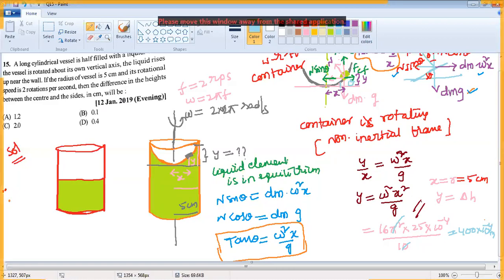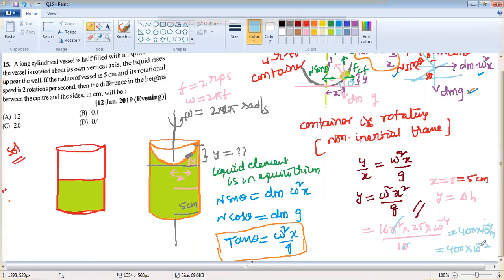meters. If you write it in centimeters, what is it now? Centimeter is how much? 400 into 10 power minus 2 centimeter. Am I clear on that?